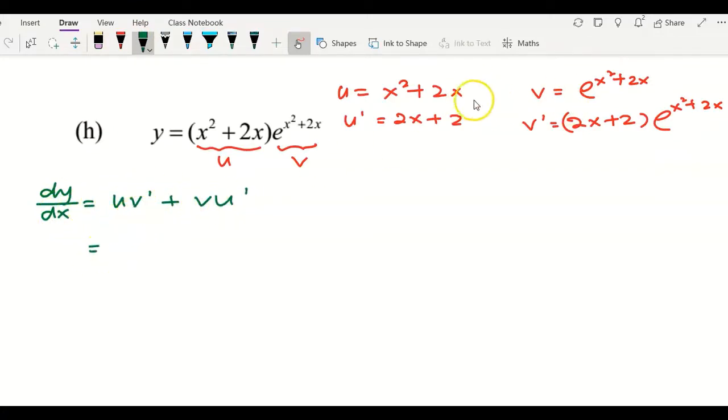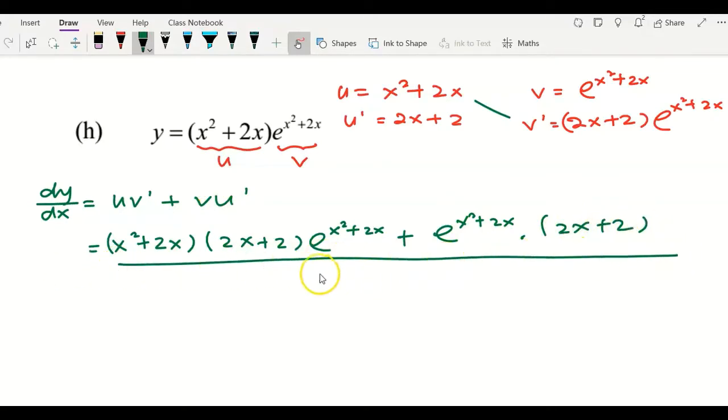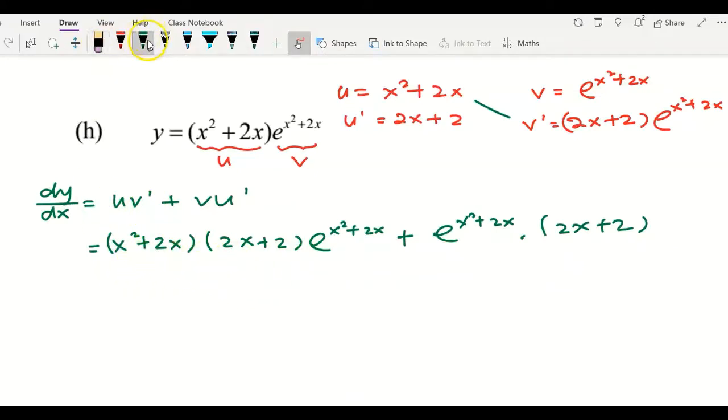u v prime means that we're going to take this x squared plus 2x, multiply by v prime, which is your 2x plus 2, multiplied by e power of x squared plus 2x, this is your v prime, plus, copy down the v, which is your e^(x squared plus 2x), multiply by u prime, 2x plus 2. This is a product rule, so you don't have to divide. Okay, then we simplify it by factoring out the e power of x squared plus 2x.